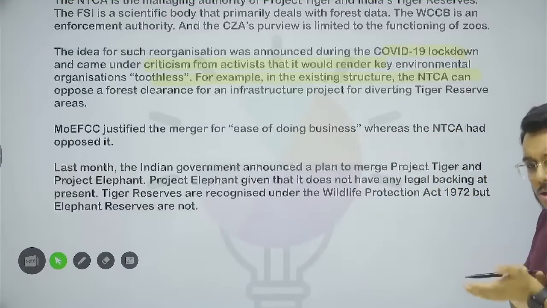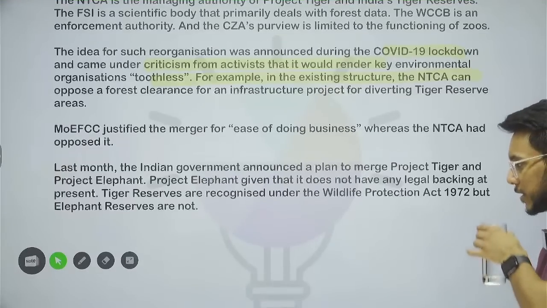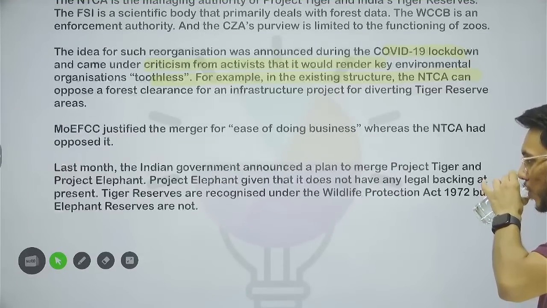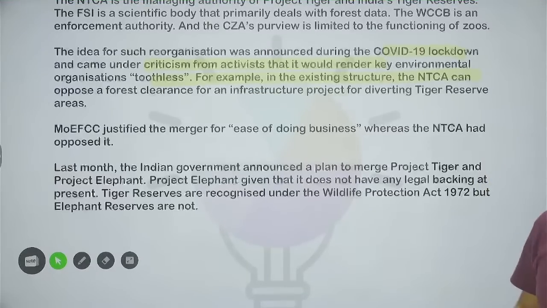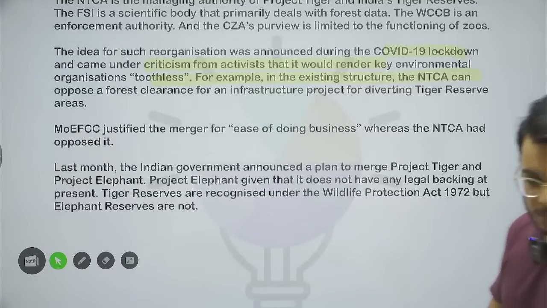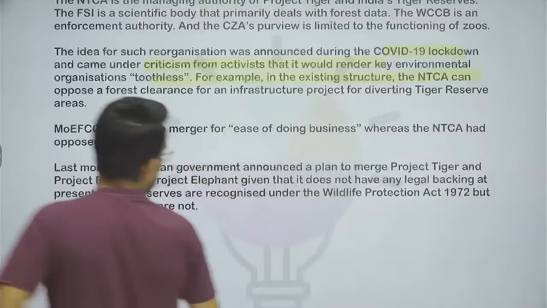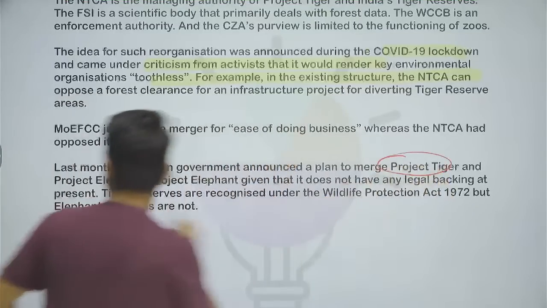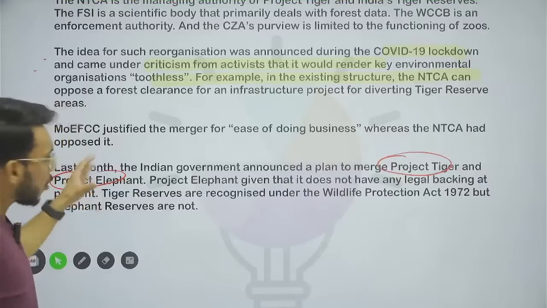Moreover, the government has also tried to merge things on other fronts. For example, recently the Indian government also announced that they are going to merge Project Tiger and Project Elephant. This is a different news, not particularly related to this. So this also has been criticized by many activists. They say, how can these two schemes be merged?